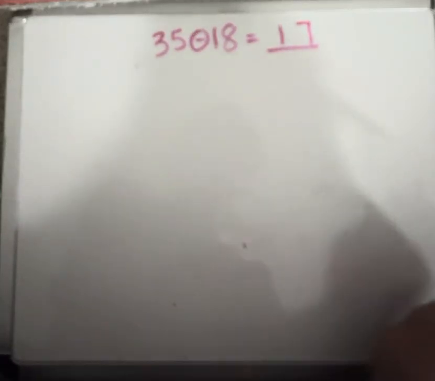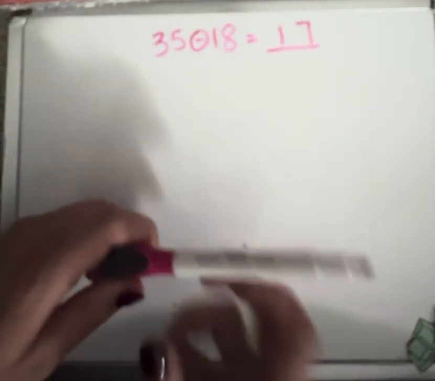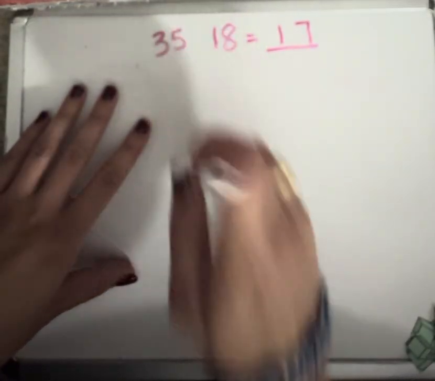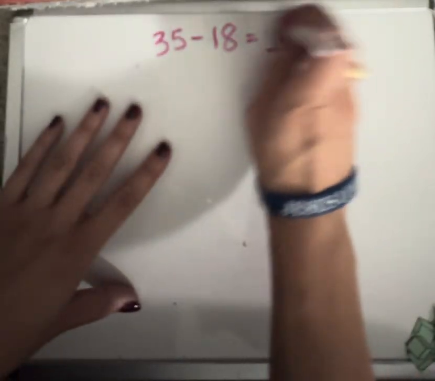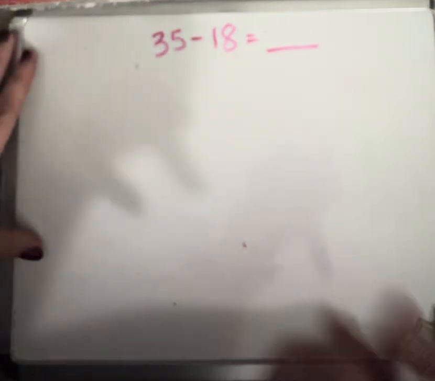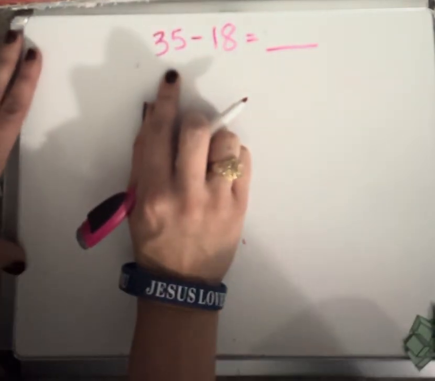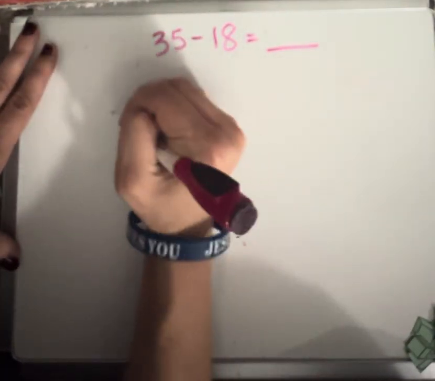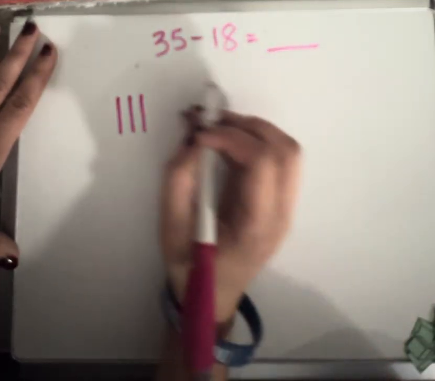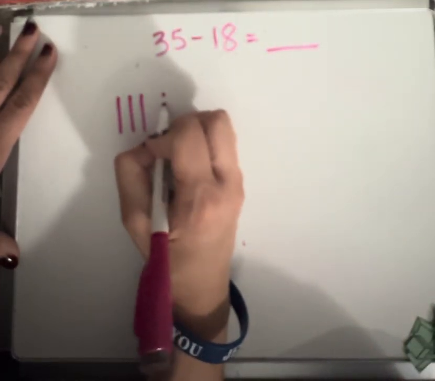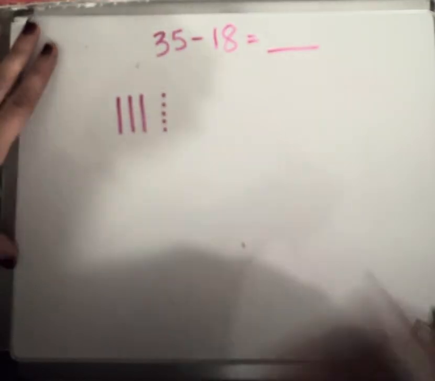So now, since we've done the concrete representation, we are going to look at a representational model by drawing out what the base 10 numbers would look like. Okay, let's start with our starting number of 35. We're going to draw 1 ten, 2 tens, 3 tens. We're going to draw 5 ones: 1, 2, 3, 4, 5.